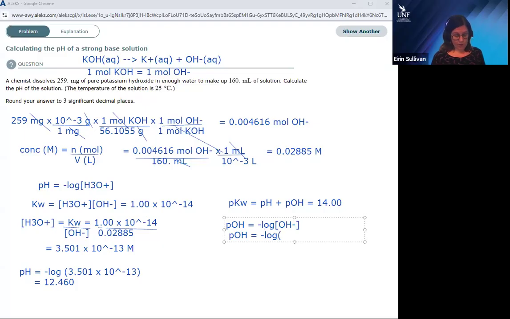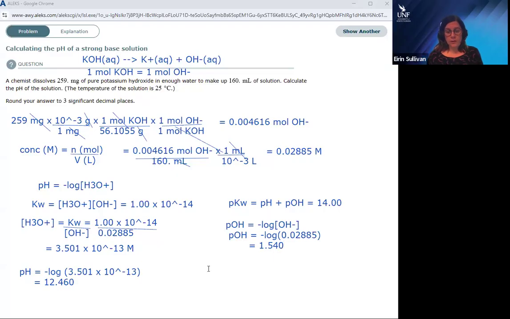So we got the concentration of hydroxide is 288.5. So my pOH value is going to come out to be about 1.540. Okay, so don't be fooled, right? This is pOH, which is inverse to pH, essentially, right? The bigger the pH, the smaller the pOH, and vice versa. The sum will always add up to 14.